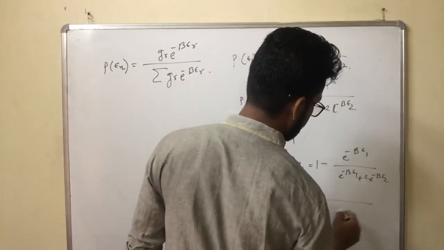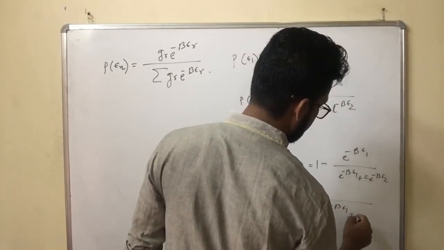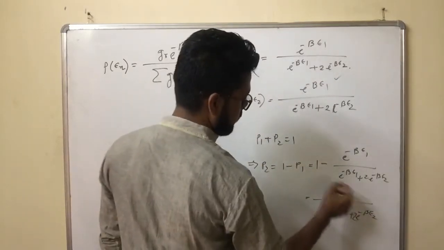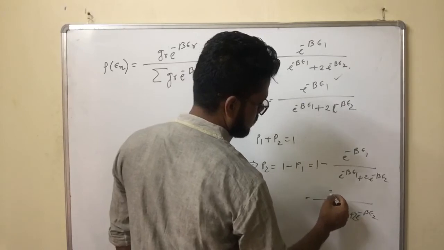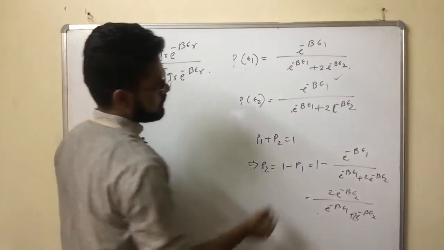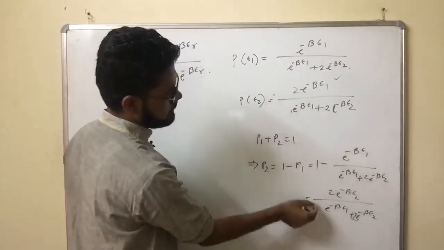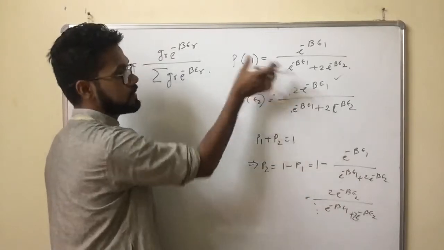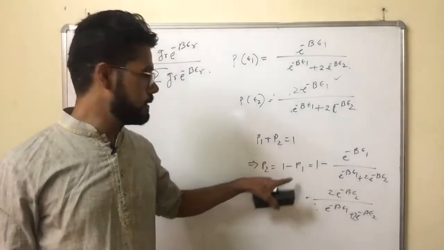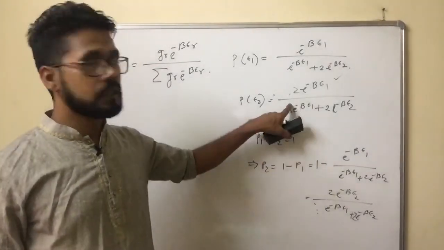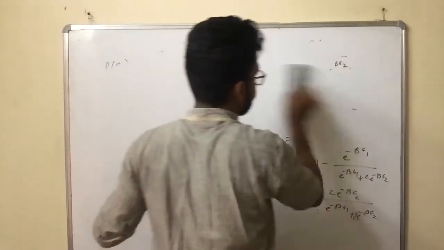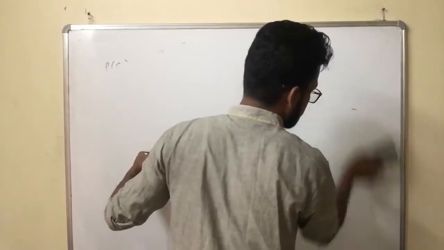Okay, it will give e to the power minus beta E1 plus 2 times e to the power minus beta E2, and the e to the power minus beta E1 terms will cancel out, leaving 2 e to the power minus beta E2. Okay, is it the same? Yes, this result is the same. So you can use this method or that method. You can verify also, because P1 plus P2 equals 1. I evaluated P2 from here, and this result is similar to this result. Okay, this way you have to apply the formula. Next question.